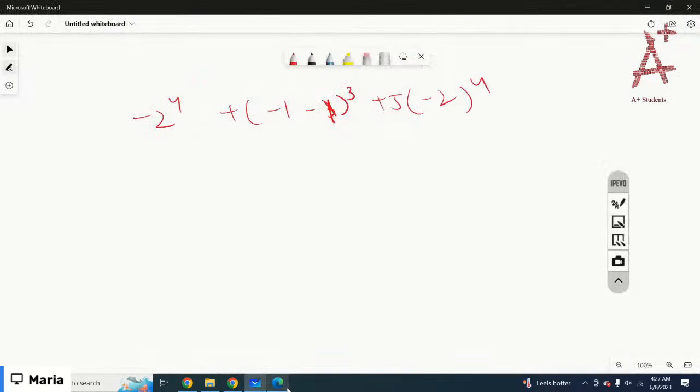Okay, let's start by evaluating the exponents first. Got it? Basically, in the order of operations, the highest priority is for the exponents. You have to evaluate exponents first. Got it? 2 exponent 4 means you have to multiply 2 four times: 2 times 2 times 2 times 2. So 4 times 2 is 8, 16. So it would be negative 16. Plus now you have negative 1 times negative 2 exponent 3 and plus 5 times negative 2 exponent 4.